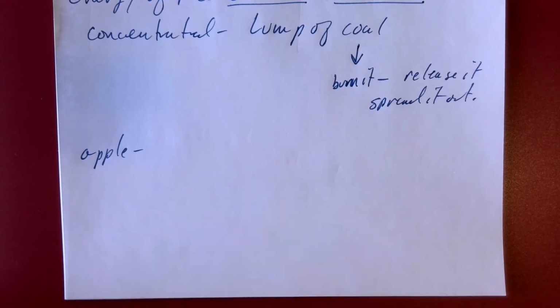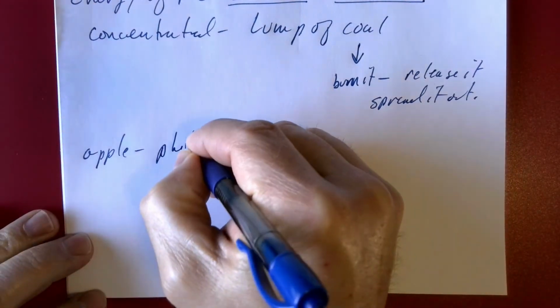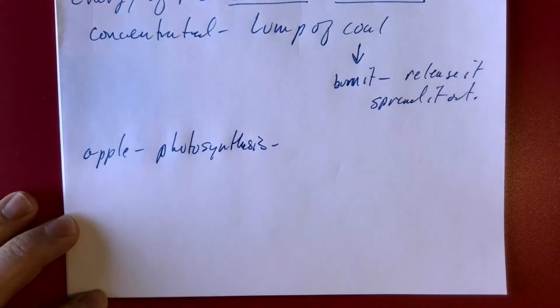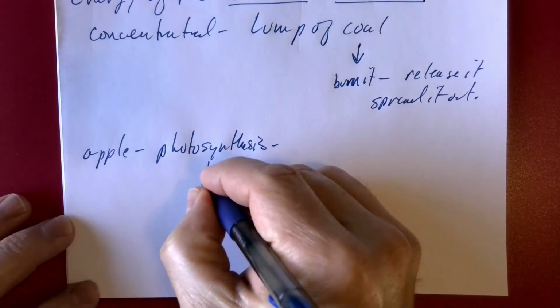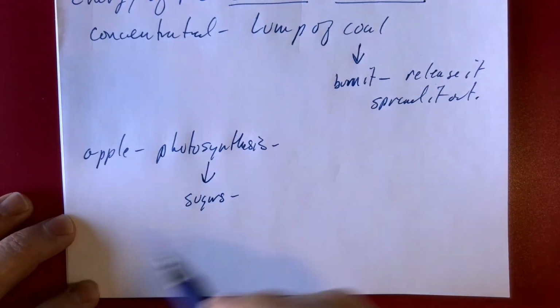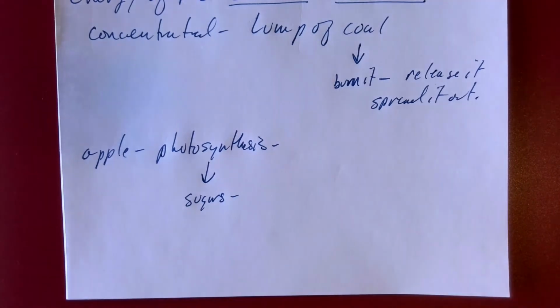Can anybody do that explanation in one word? Photosynthesis. Yeah, photosynthesis, right? Now, photosynthesis takes the energy that the sun gives off, combines that with a little bit of carbon dioxide and water and turns it into sugars, basically, right? And those sugars then are things we consume that are then used to do what?